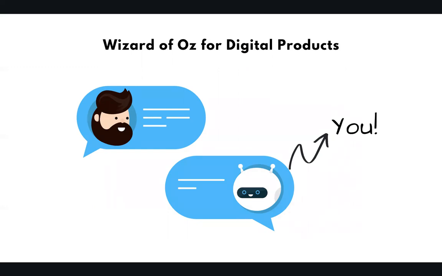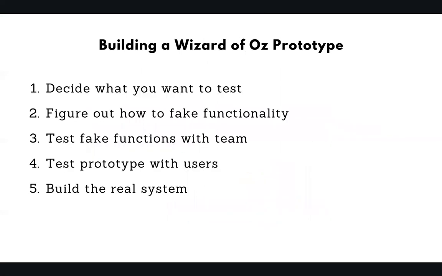Using a Wizard of Oz approach to prototypes takes a bit of planning and creativity, but when it's executed correctly, it can be a very useful tool for testing complex functionality without spending too much time or money building a working system. To build a Wizard of Oz prototype, like any product, you first have to decide what you want to test with users. You then need to determine how to fake that functionality. This is the fun part.